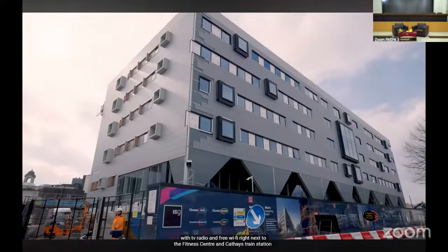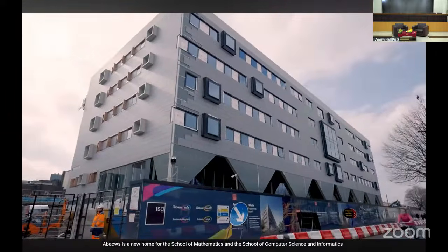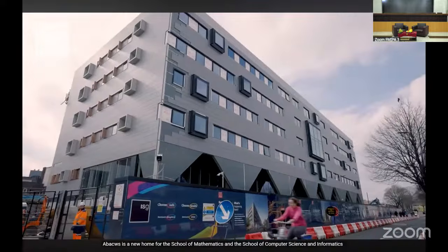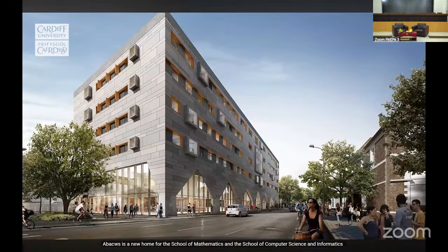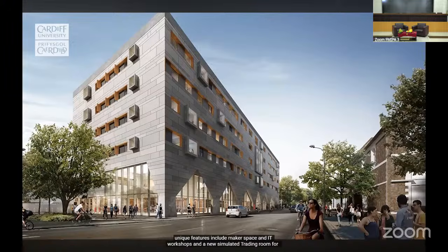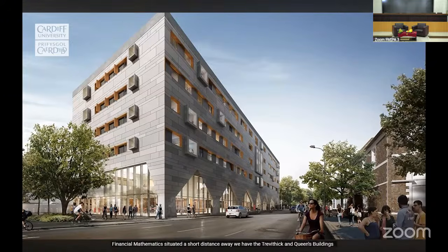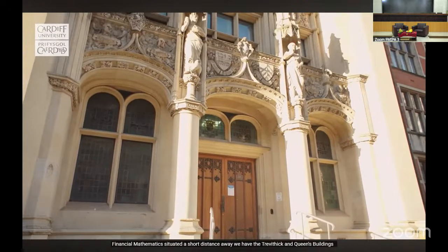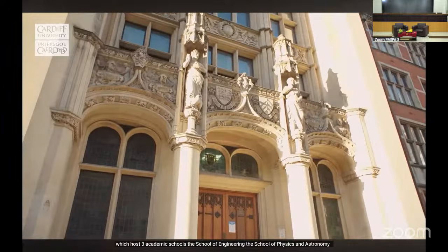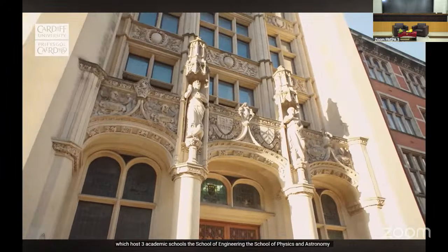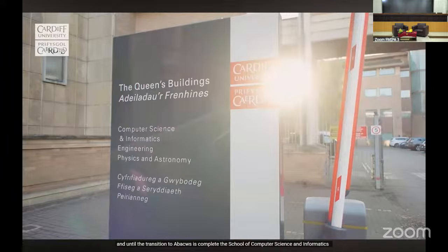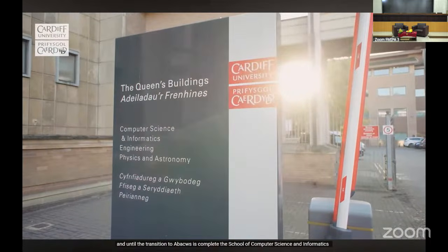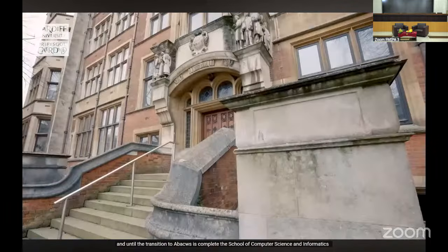Right next to the fitness centre and Cathays train station, Abacus is the new home for the School of Mathematics and the School of Computer Science and Informatics. Unique features include makerspace and IT workshops and a new simulated trading room for financial mathematics. Situated a short distance away, we have the Trevithick and Queen's buildings, which host 3 academic schools, the School of Engineering, the School of Physics and Astronomy, and until the transition to Abacus is complete, the School of Computer Science and Informatics.